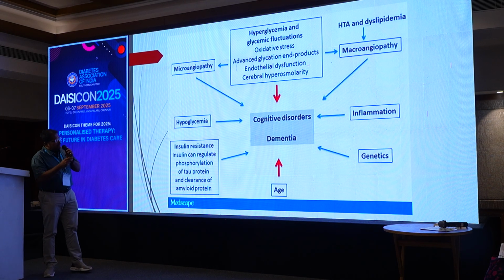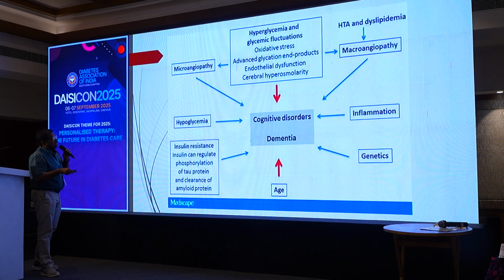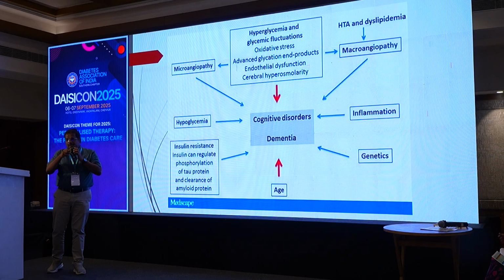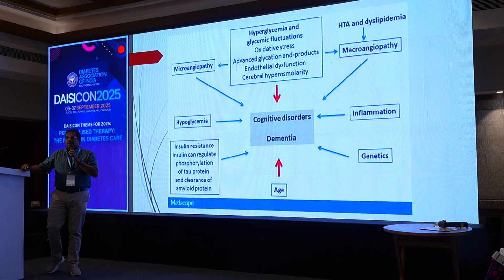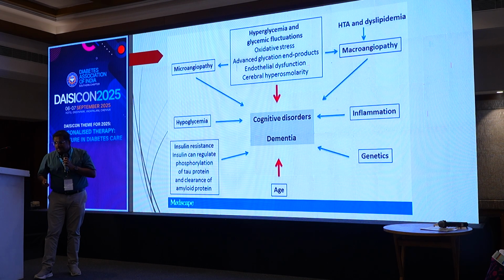So this is the flow chart showing all the factors involved in the development of dementia and cognitive disorders, like insulin resistance, hypoglycemia, microangiopathy, hyperglycemia, macroangiopathy, inflammation, genetics and aging, all together involved in the pathogenesis of dementia and cognitive impairment.